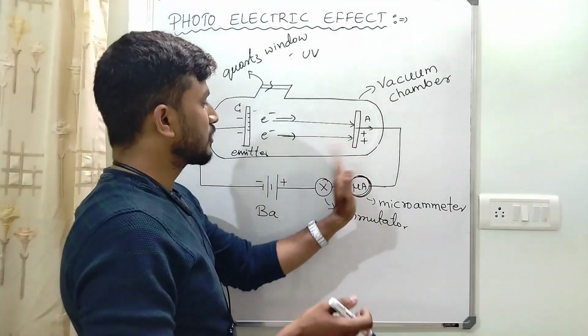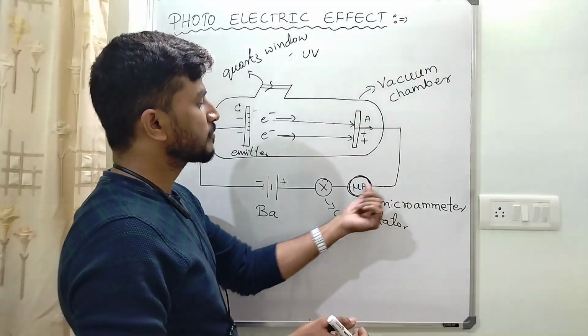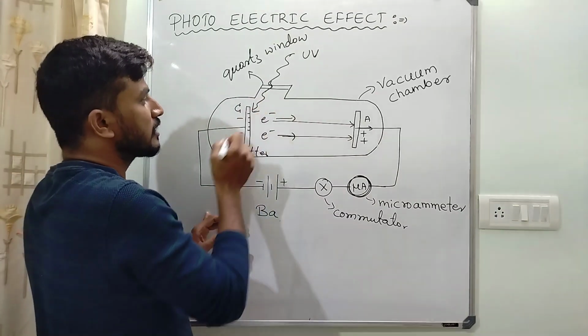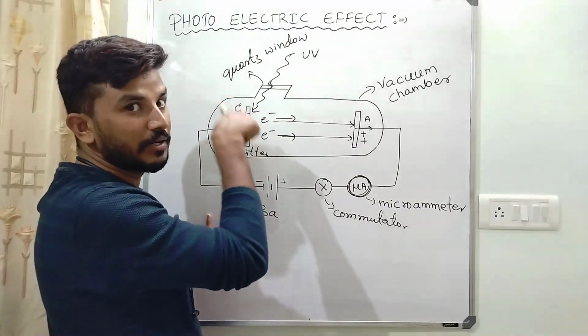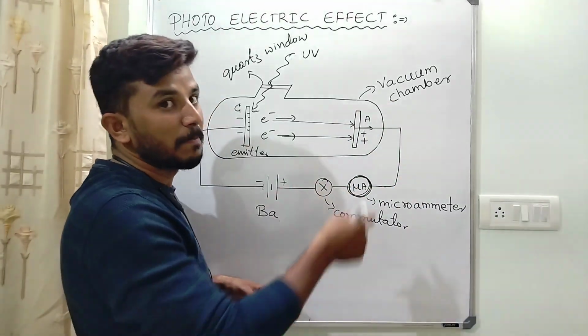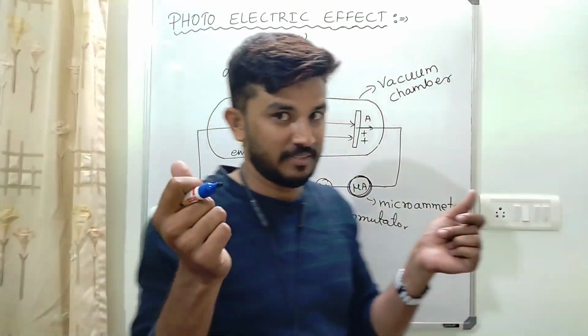So you can measure the current flowing through the circuit. But when the light falls on the cathode plate, the emitter plate, electrons get emitted. So here is the anode plate, which produces the current measured here.